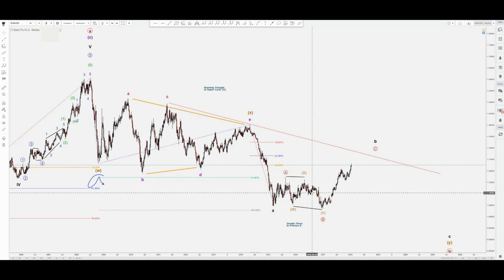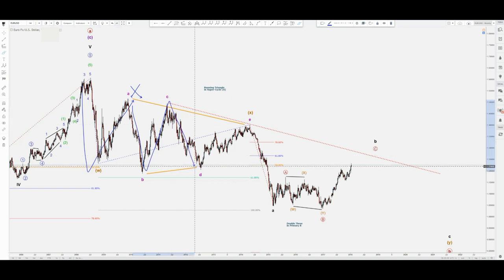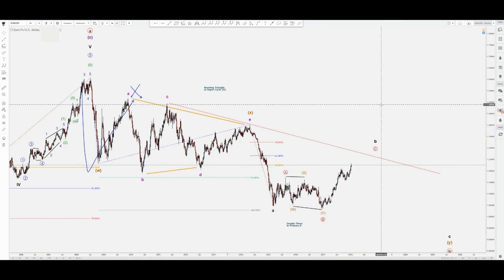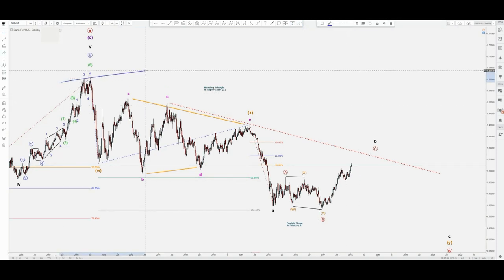Next scenario. What could I think of? I mean, if I would think of W, X right here, and then A, even if the B, I would treat it as a triangle, that will not work. So A, B, C, or A, B, C, still you would have this problem. You would still need to go in an impulse in 1, 2, 3, 4, 5 structures. So basically, you will still need to top this top. And it's not showing me this.